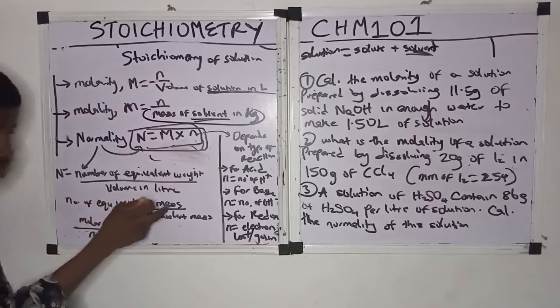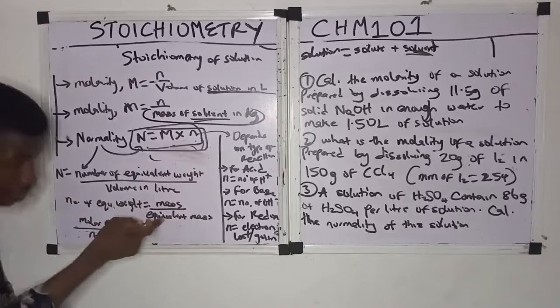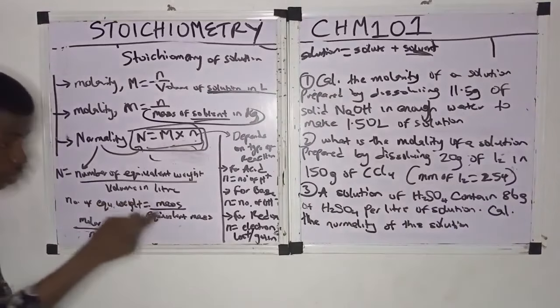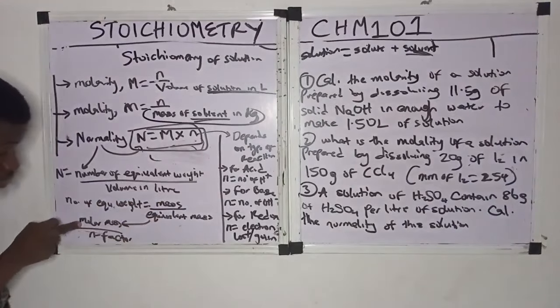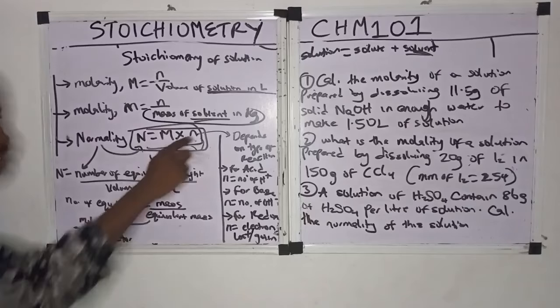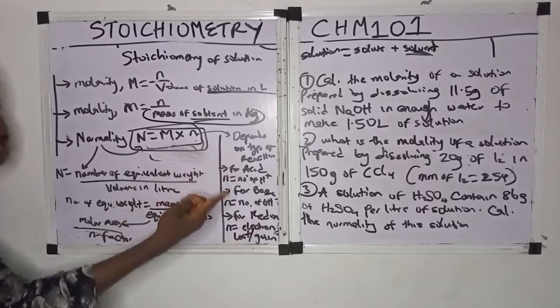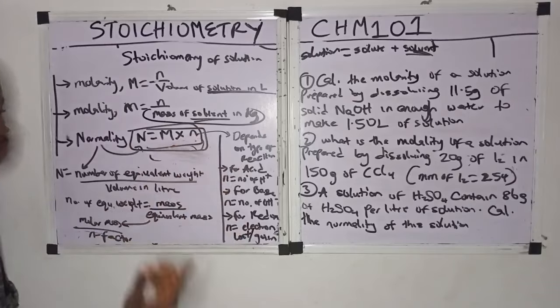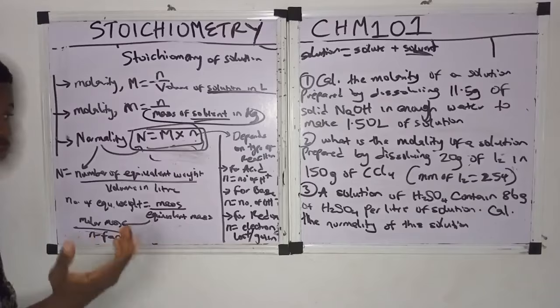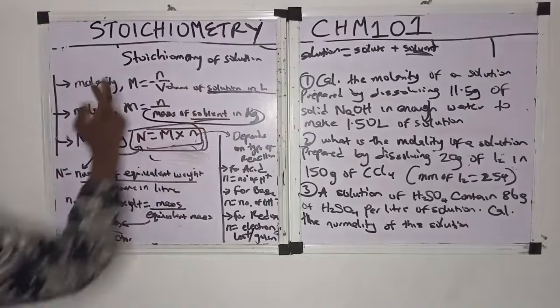Now, what is the number of equivalents? The number of equivalents equals the mass divided by the equivalent mass. And what is this equivalent mass? Equivalent mass is equal to the molar mass divided by the n factor. Remember, I told you that n depends on the reaction: for acid, n is the number of H plus, for base, the number of OH minus. Yes. So now let's solve the very first question for molarity.